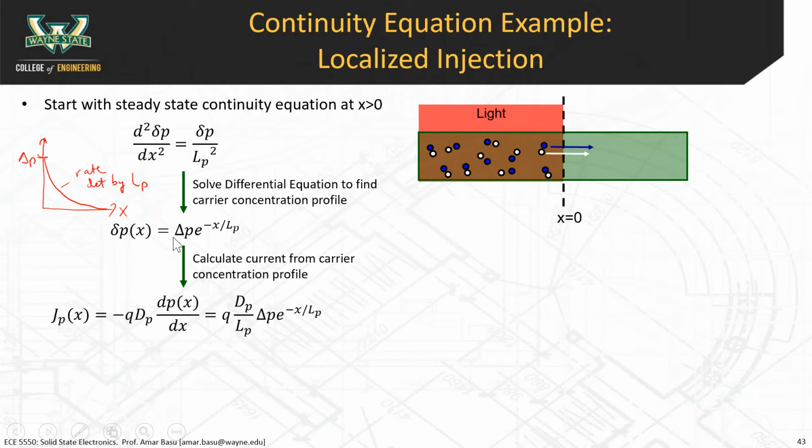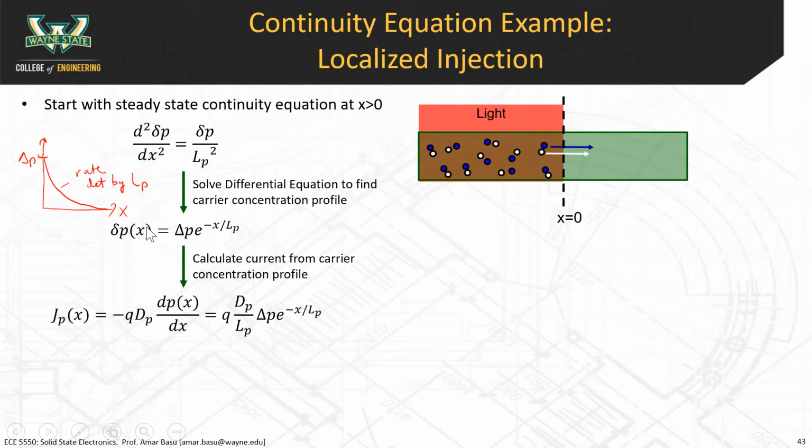The way that we do that is the diffusion current, J_p of x, equal to this. This is the definition of diffusion current for holes, q times D_p times dp/dx. Right, we saw this earlier. And plug this into the equation. So we have an equation for delta p of x. So we take the derivative of that here, and then we come up with this equation here.